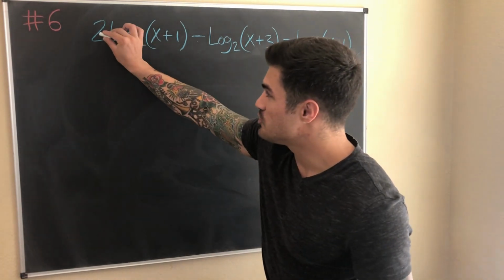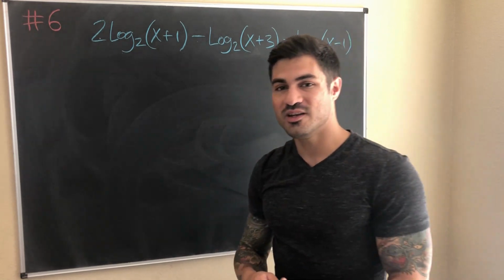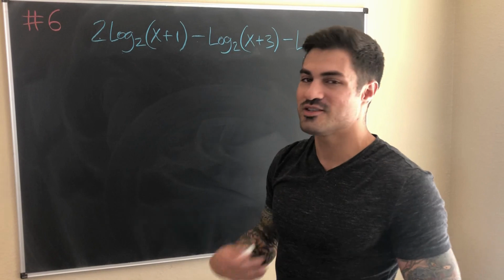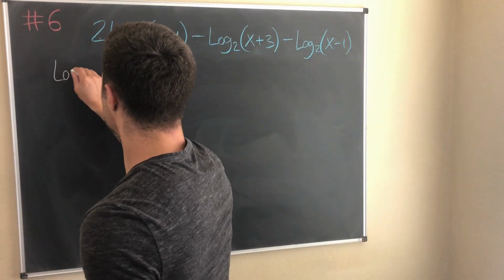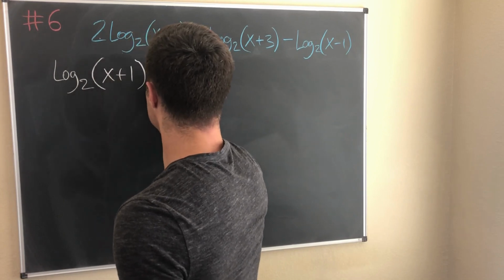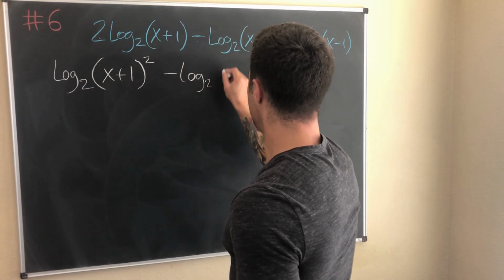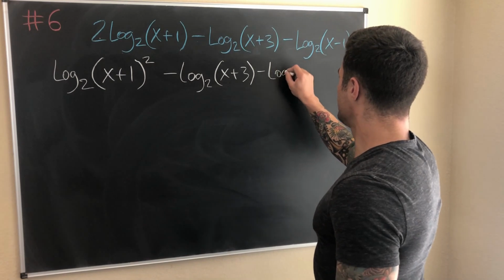First thing I really need to do is move this 2 up front as an exponent. Remember, that's the last thing we did in our last example. Well, that's the first thing we do here because we're going the opposite direction. That's how I remember it, at least. So we're gonna bring this 2 out in front. So what I have here is log base 2 of x plus 1 squared minus log base 2 of x plus 3. I'm just copying the rest down.